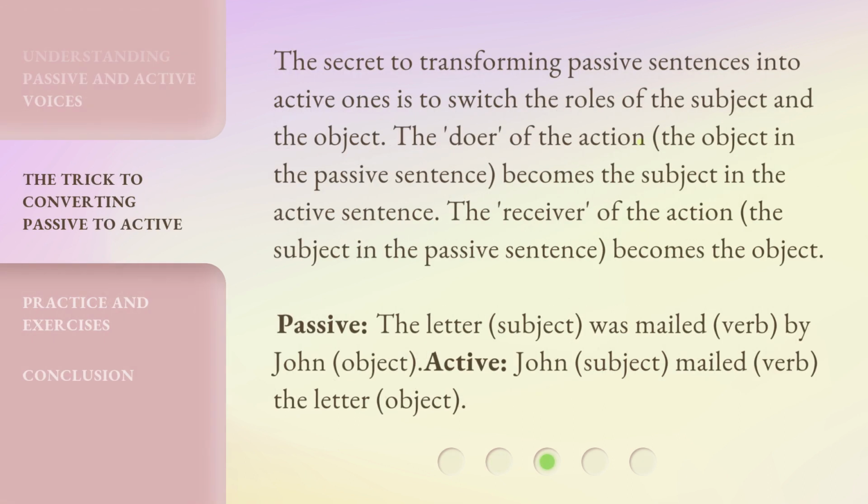The secret to transforming passive sentences into active ones is to switch the roles of the subject and the object. The doer of the action, the object in the passive sentence, becomes the subject in the active sentence. The receiver of the action, the subject in the passive sentence, becomes the object. Passive: the letter, subject, was mailed, verb, by John, object. Active: John, subject, mailed, verb, the letter, object.